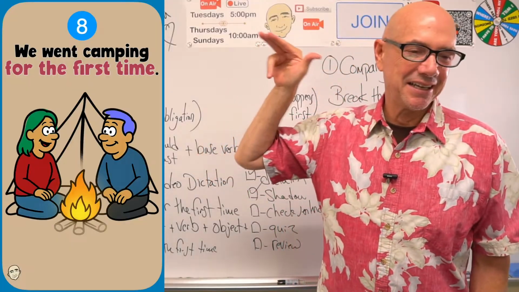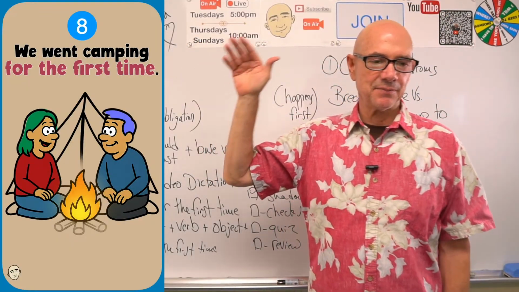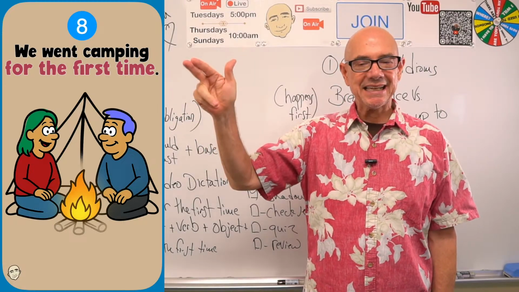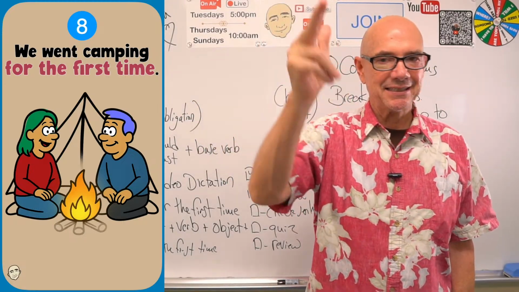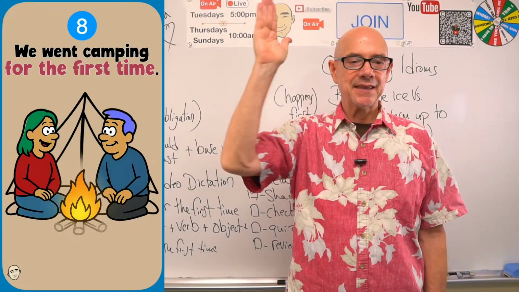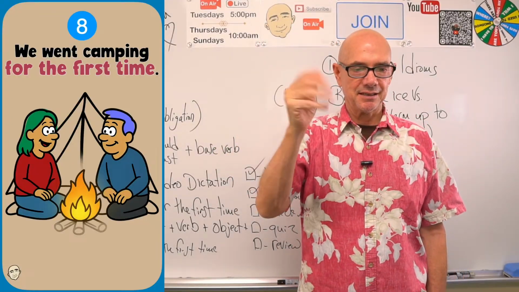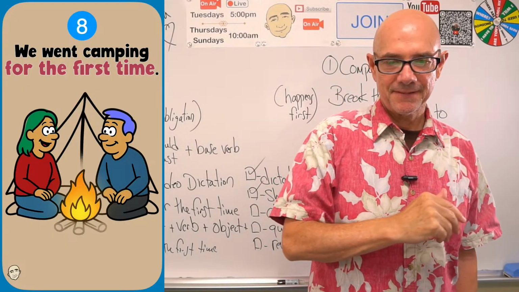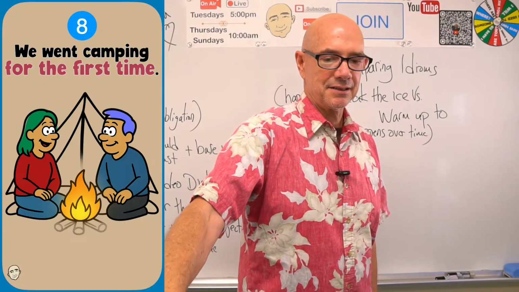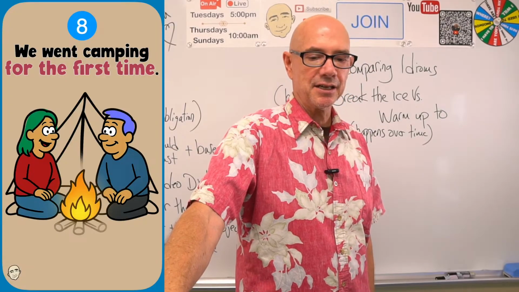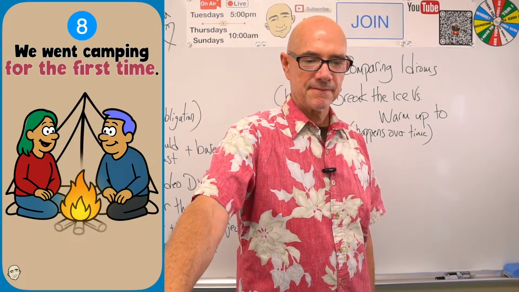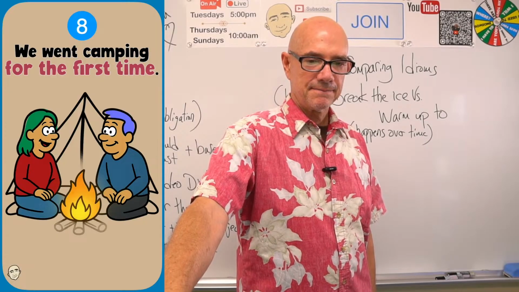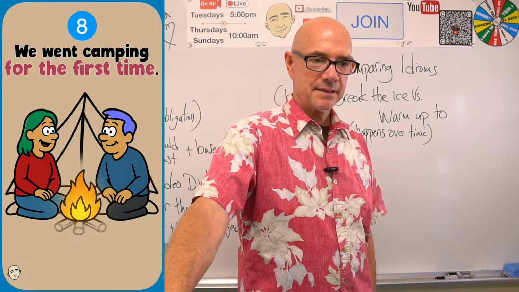Okay, here we go. Number 8. We went camping for the first time. So we is our subject. Went, go, went, that's our verb. And then camping, right? Place, thing. We went camping for the first time. Okay, good job, everyone. All right, Katie, good? Carlos, good?